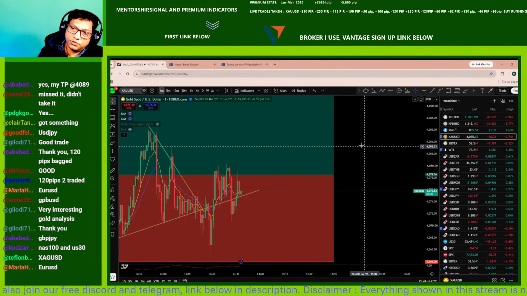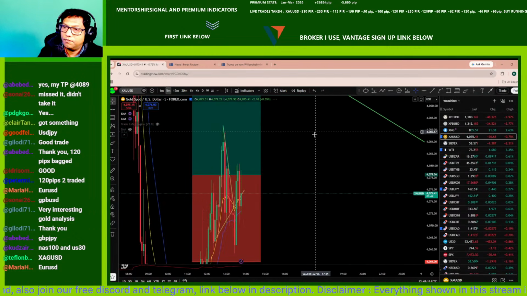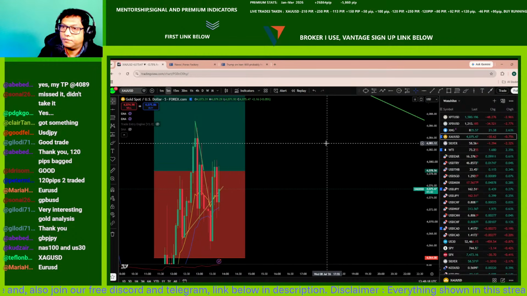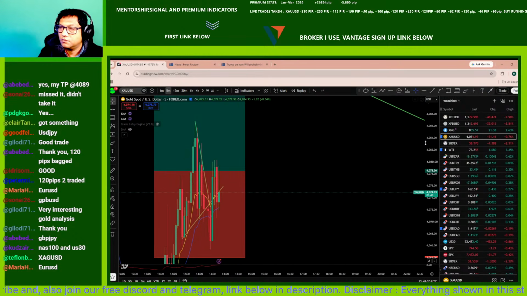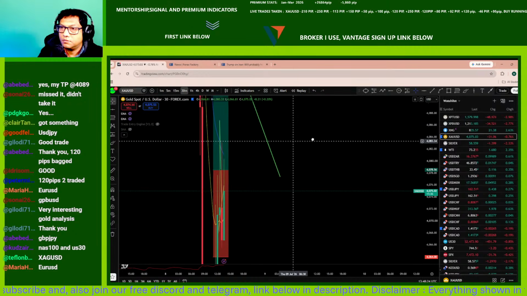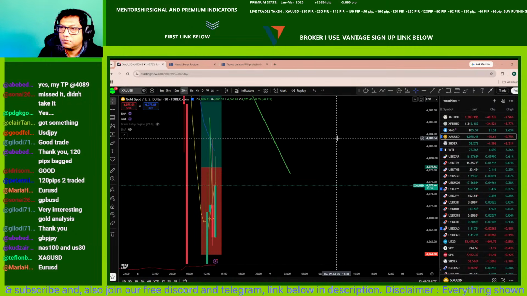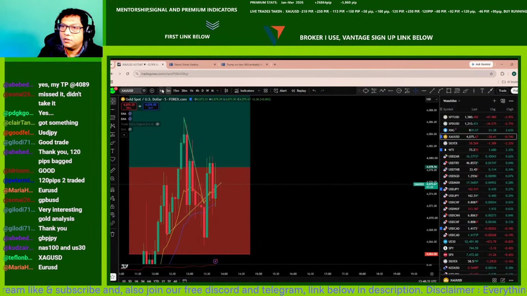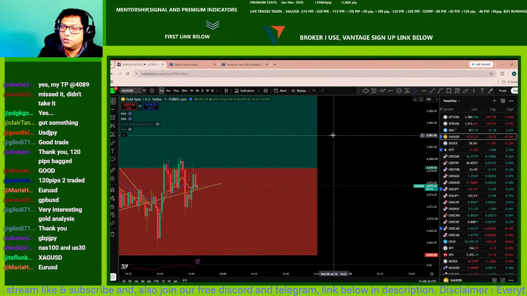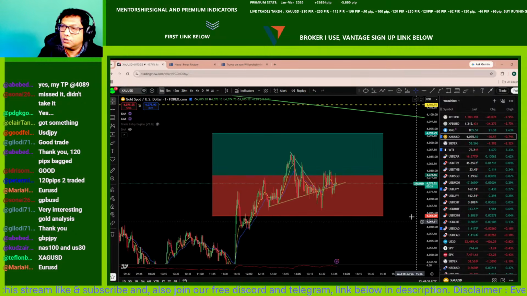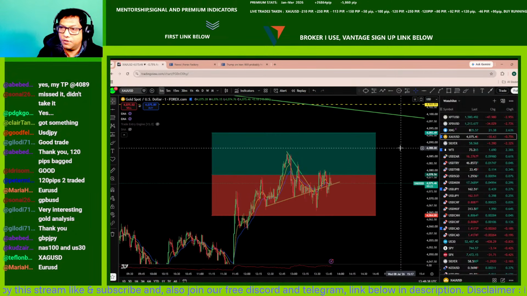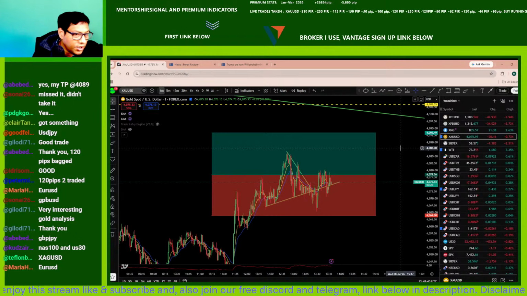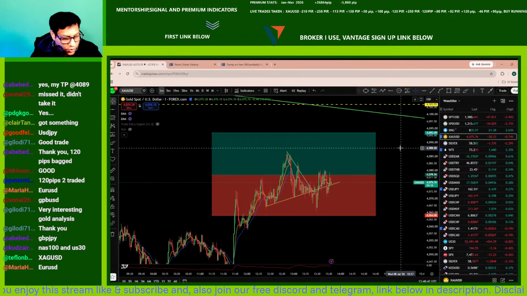So we have a very interesting market structure here. I think there is still a possibility for upside bias. The market trend is still bullish, so you could still see that upside momentum here. I'm holding on to the trade.